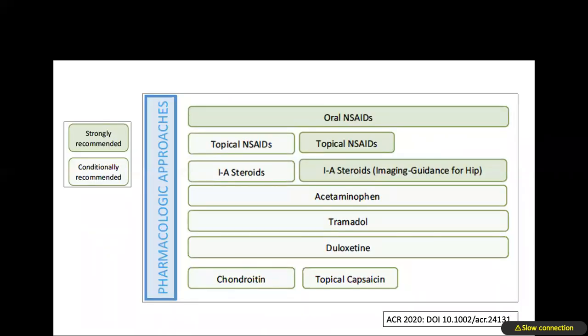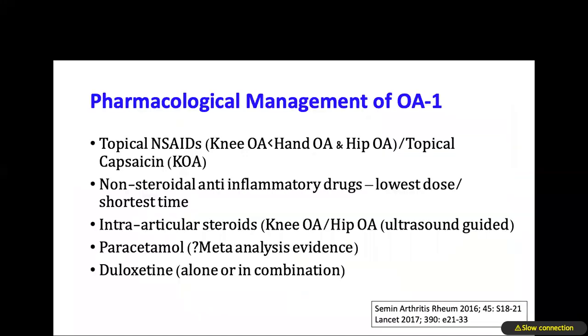Non-steroidal anti-inflammatory drugs work, but they are toxic and they have a lot of side effects in these patients. Paracetamol works somewhat, not very good. Topical anti-inflammatory drugs and capsaicin work very, very well, right? A lot of patients have chronic pain issues, and for those people, duloxetine works, right? But what I want to show you here is that topical drugs are very effective. You need to combine this with lifestyle modification.